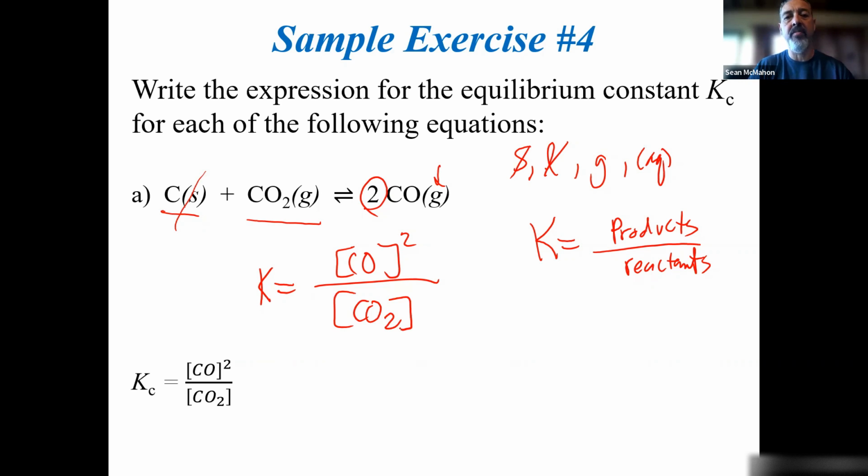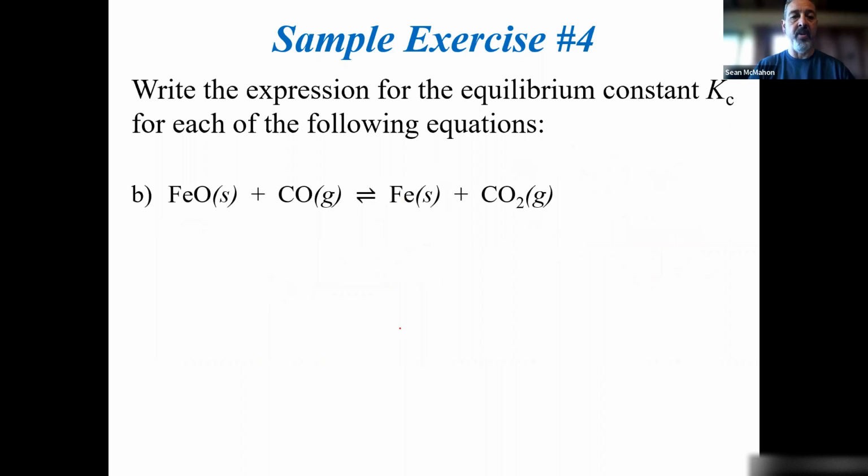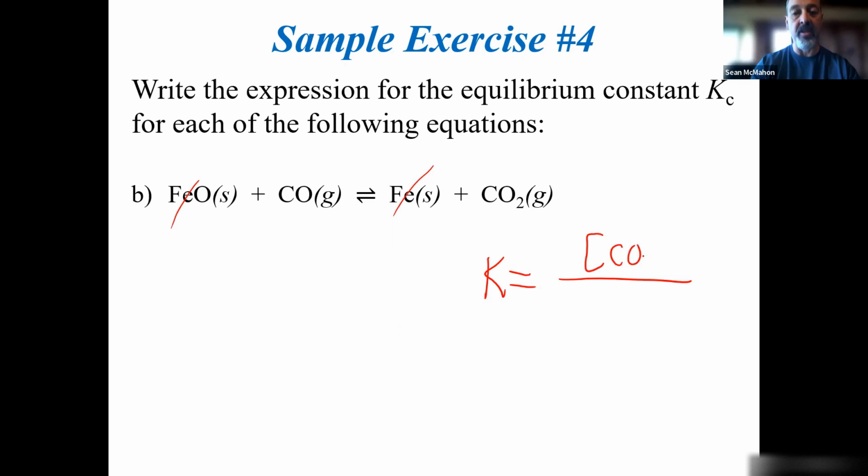Let's try another one because the heterogeneous equilibriums are a little bit trickier. So here I have iron 2 oxide as a solid and carbon monoxide as a gas produce iron, solid, and CO2 as a gas. So what am I not going to include? Not going to include the solids. So my K, not including the solid, or if there was a liquid, the liquid, only the gases and aqueous, it would be CO2 over CO.